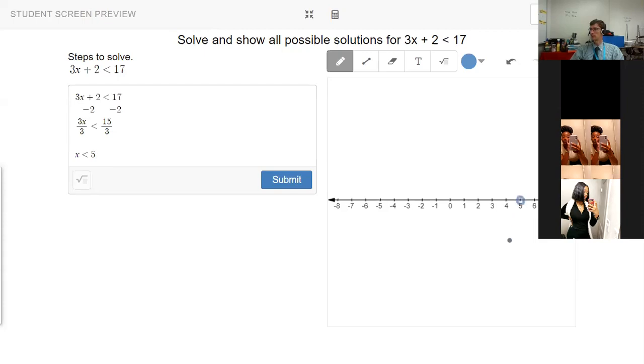I circle the 5. Now will I go left or right here? Will I decrease or increase? It would decrease because it's less than. Right, less than. All these numbers are less than 5 over here.